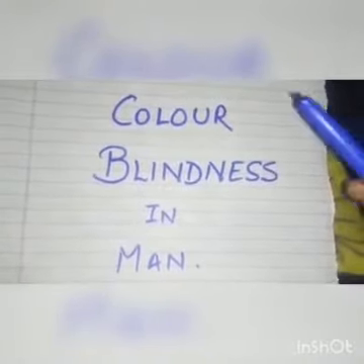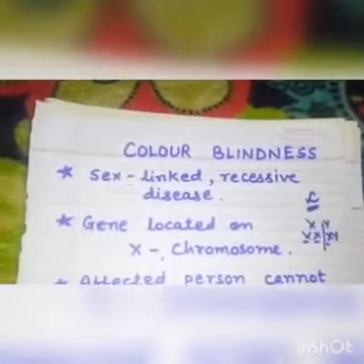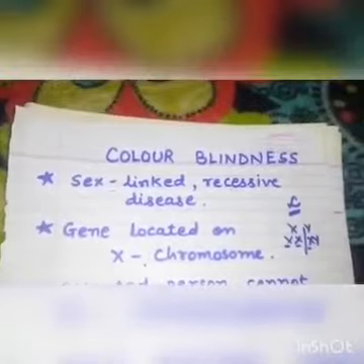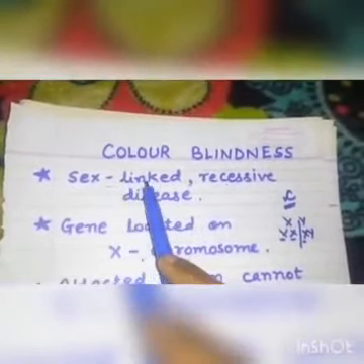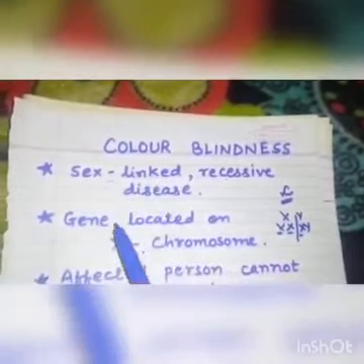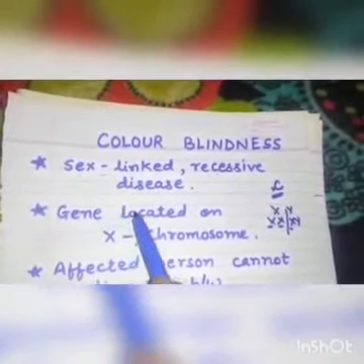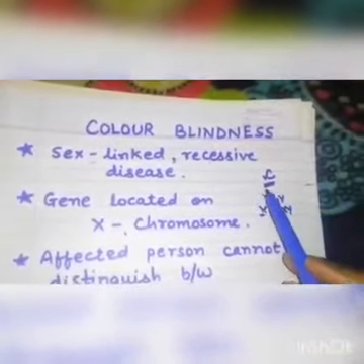Next, we move on to color blindness. Color blindness in human beings. Here, color blindness is a sex-linked recessive disease. Already I told you there are two characters, dominant and recessive. Color blindness is a sex-linked recessive disease. This gene is located on the X chromosome.